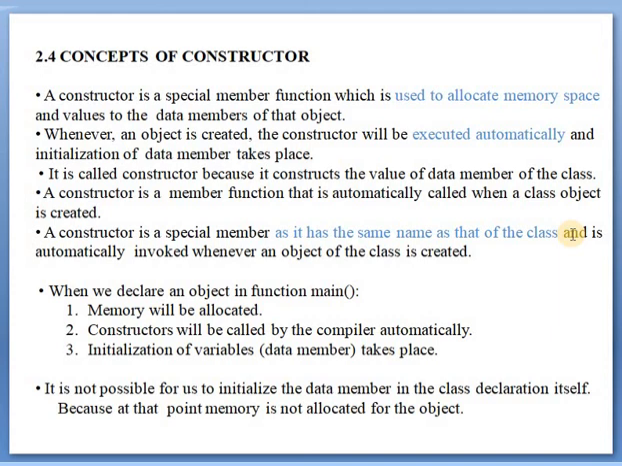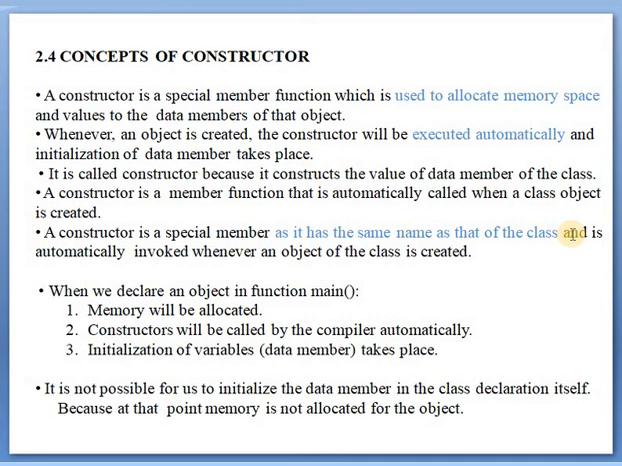Why is the constructor called a constructor? Because it constructs the values of the data members, because it initializes the data members. A constructor is a member function that is automatically called when a class object is created. When we create an object of any class, this constructor will be automatically called. A constructor is a special member as it has the same name as the class and is automatically invoked whenever an object of that class is created.